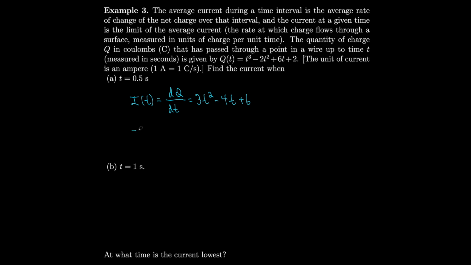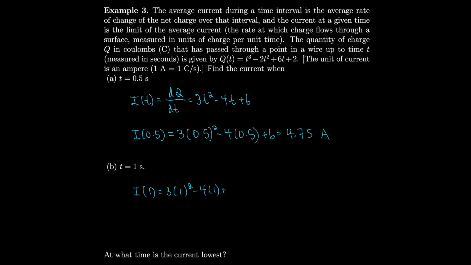So now we want it after 0.5 seconds, so that's I of 0.5. So that's 3 times 0.5 squared minus 4 times 0.5 plus 6. So that's 4.75 coulombs per second, which we have the special notation amperes for. Okay, let's do the same thing for the current after 1 second. So it's 3 times 1 squared minus 4 times 1 plus 6. So that's 5 amperes.